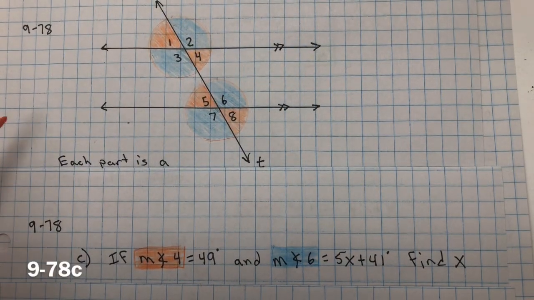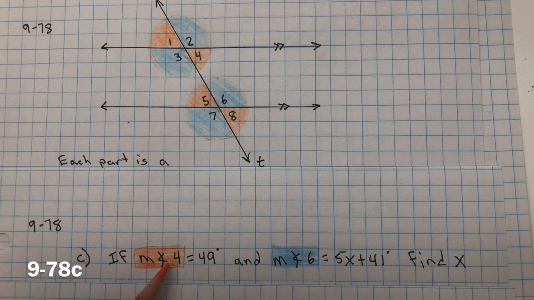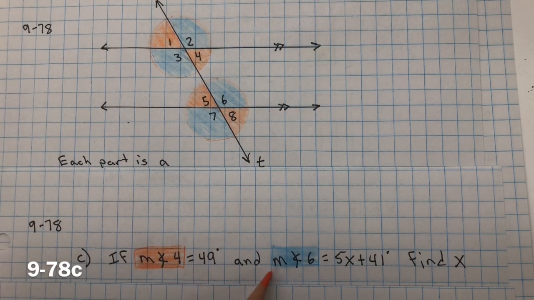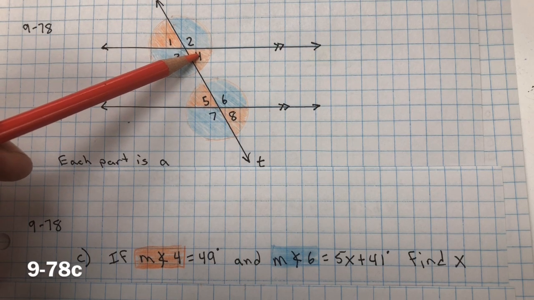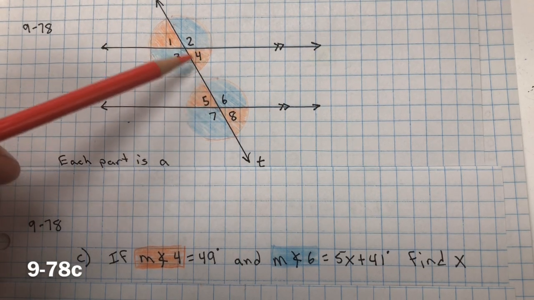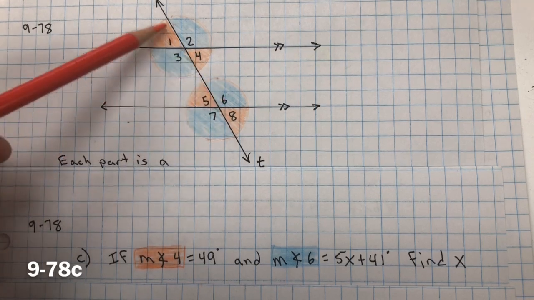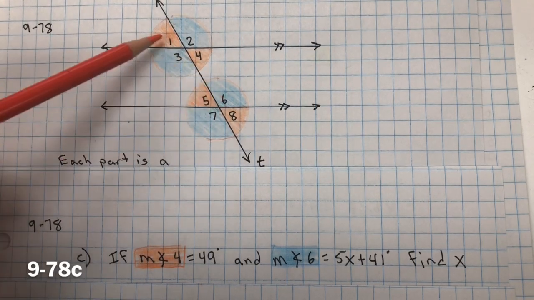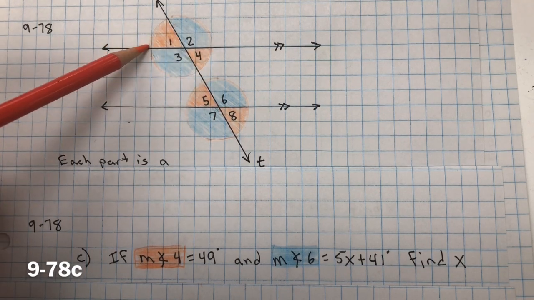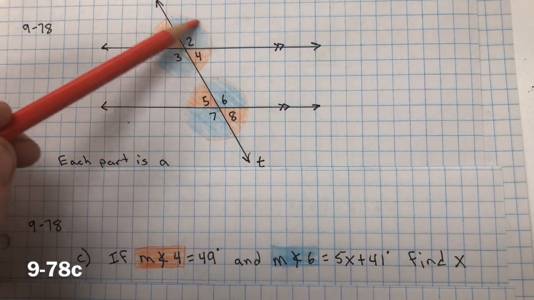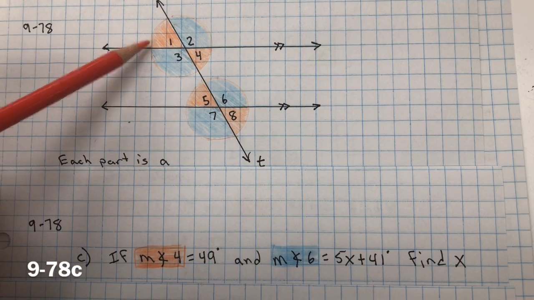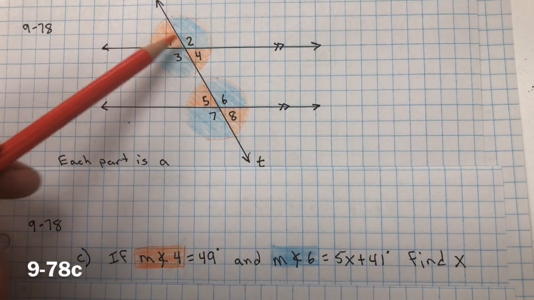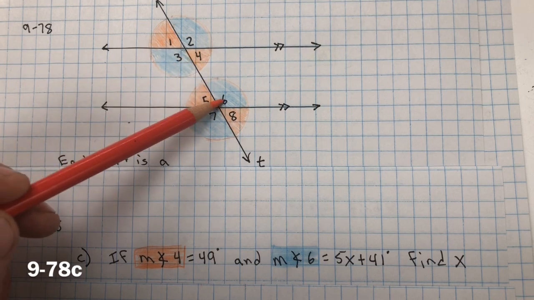For the next problem, if the measure of angle 4 equals 49 degrees and the measure of angle 6 equals 5x plus 41, we need to find x. Here we have the measure of angle 4 and the measure of angle 6. Since we color coded it, we have the beach balls, orange and blue. Orange and blue are supplementary angles. This is a straight angle, and supplementary angles or straight angles have a sum of 180 degrees. It's a half circle. So now we know anywhere there's an orange and blue, it'll have a sum of 180 degrees.